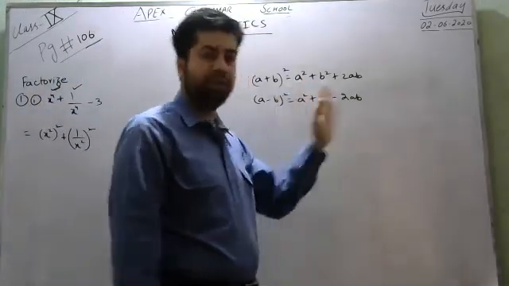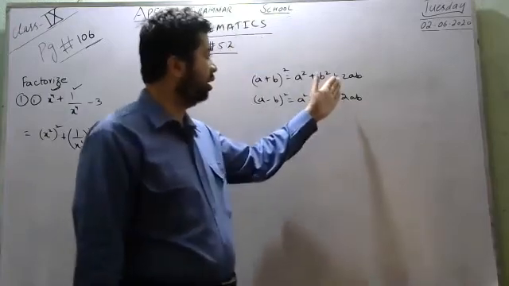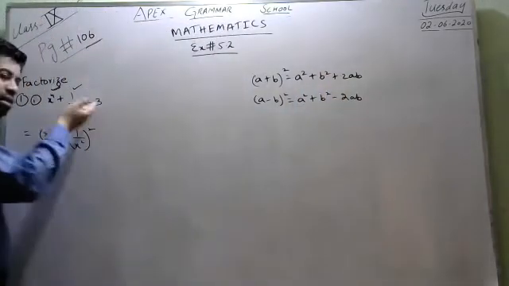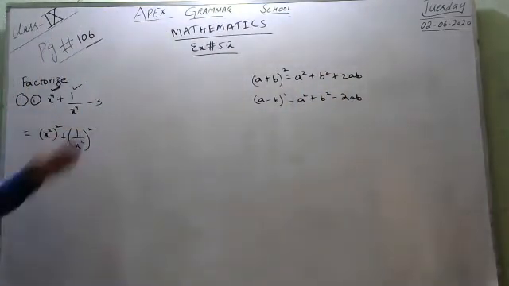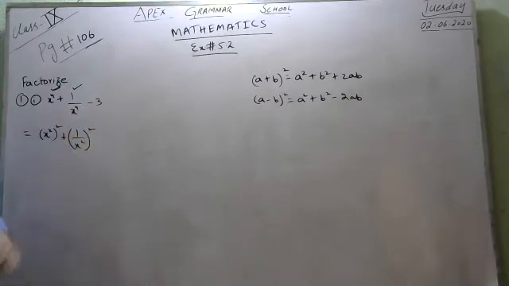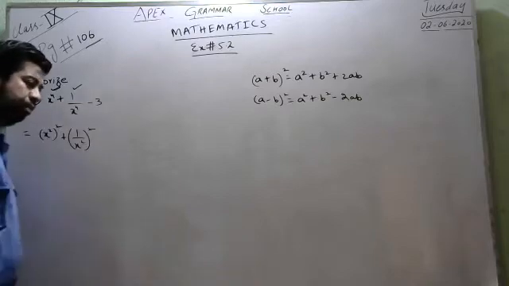This condition is fulfilled. Now we have to find plus 2ab or minus 2ab. But this is minus 3. This minus 3 will not fulfill this formula, so suppose this thing is not here. You have to make the formula.